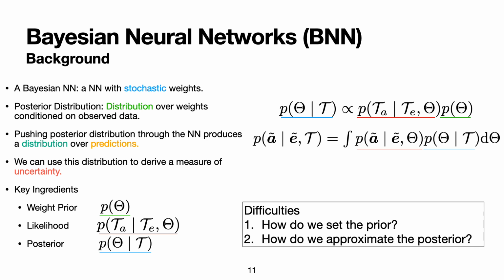So the key ingredients in BNNs: we have a weight prior, P of theta. We have the likelihood, or the probability of our data given a particular value of our weights, our parameters. And we have the posterior, which is the distribution of the weights given our data. The typical difficulties in Bayesian neural networks and in Bayesian models in general are, one, how do we set the prior? This is typically somewhat difficult to do. And two, how do we approximate the posterior, which is typically intractable? We're going to go through what we do in both of these cases.